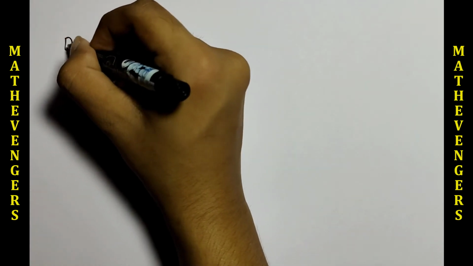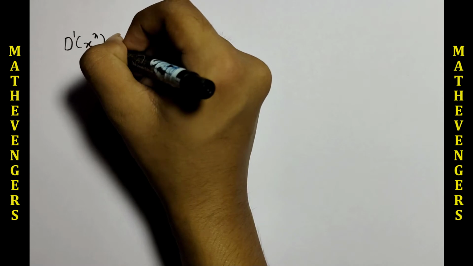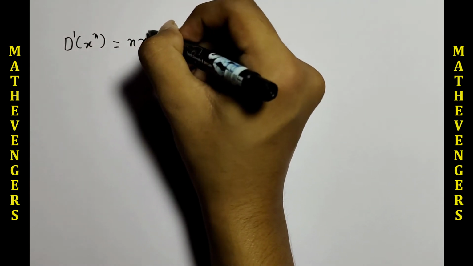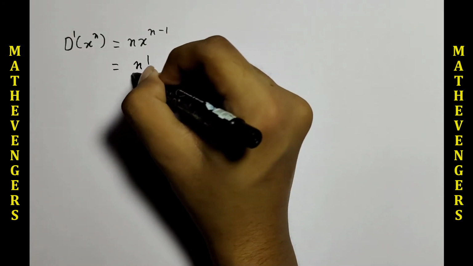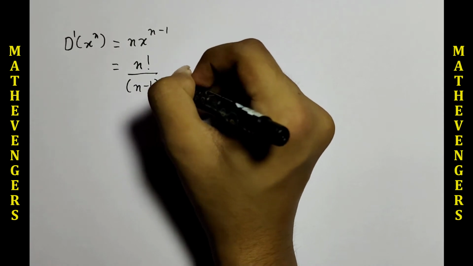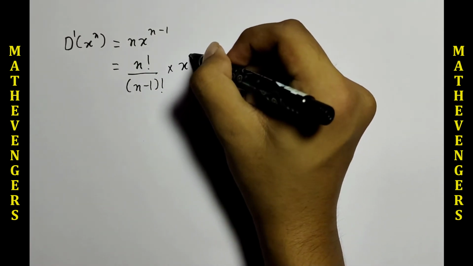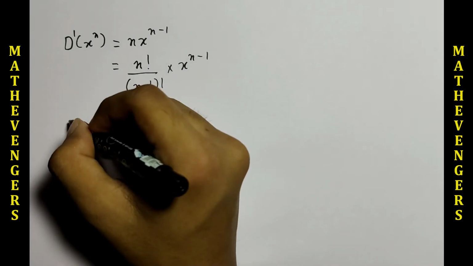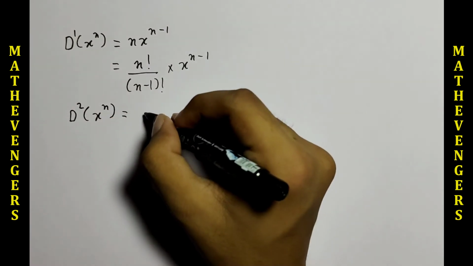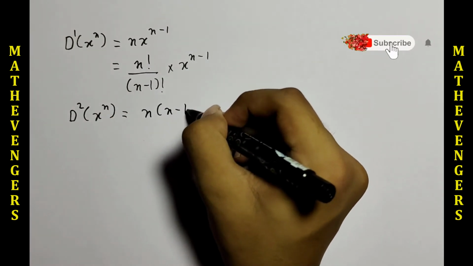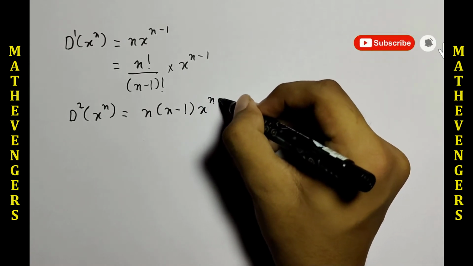Today we are going to do the half derivative of x to the n. So let's start. We can write the first derivative of x to the n equal to n into x to the n minus 1. We can write n as n factorial upon n minus 1 factorial into x to the n minus 1. We can write the second derivative of x to the n equal to n into n minus 1 into x to the n minus 2.